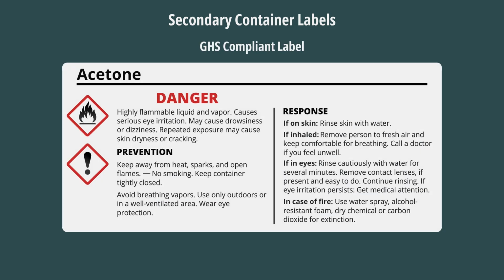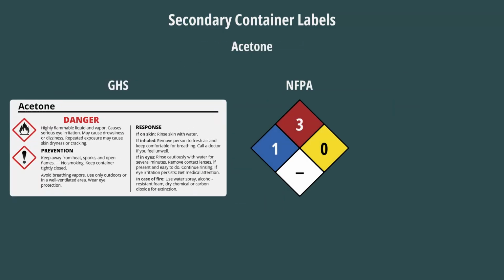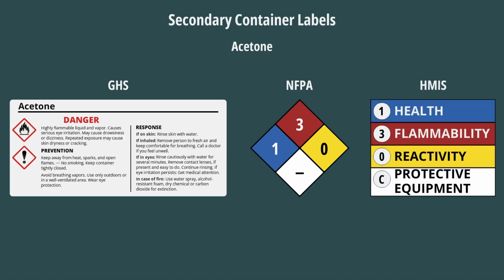For example, the GHS-compliant label for acetone, which includes all of the required labeling elements, is easily identifiable with the flammable and exclamation point pictograms. In comparison, the NFPA label, with its recognizable blue, red, yellow, and white diamonds, and the HMIS label, utilizes the same color scheme as the NFPA label, except with stacked color bars instead of diamonds.